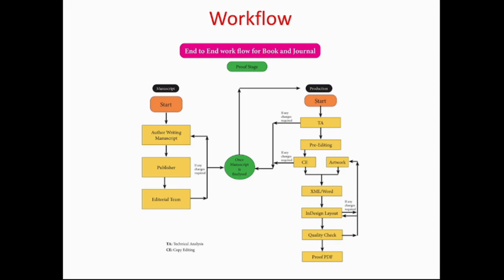Then they freeze the manuscript and then move it to the typesetting vendors or typesetting production team. So what the production team is doing, the first stage they are doing is starting with the TA. TA involves technical analysis. Analysis we'll talk about later. Then we have pre-editing, then copy editing, then artwork, then XML or Word, whatever input is going to work. Like if workflow is XML, so XML will be the input. If Word is the workflow, then we'll give a Word to the next department.